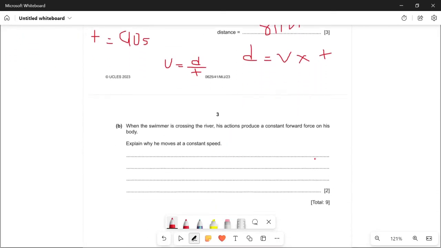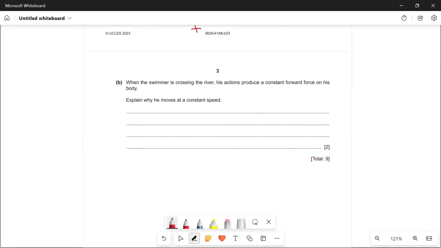Next part, B. When the swimmer is crossing the river, his action produced a constant forward force on his body. Explain why he moves at a constant speed. So the answer for that could be that, okay, if the swimmer is moving upwards, that means there is a resistive force of the water which is acting downwards. So that resistive force which is acting downwards would balance the upward motion of the swimmer, and there would be no resultant force.